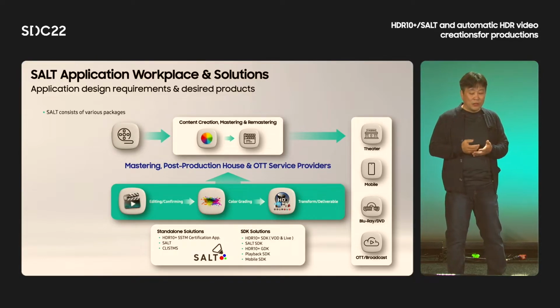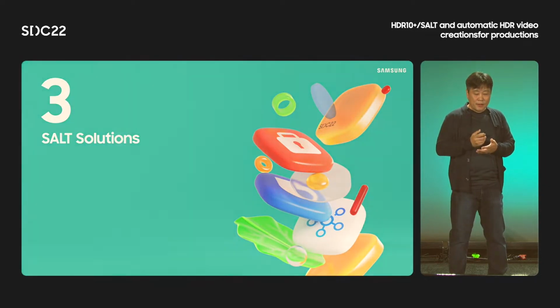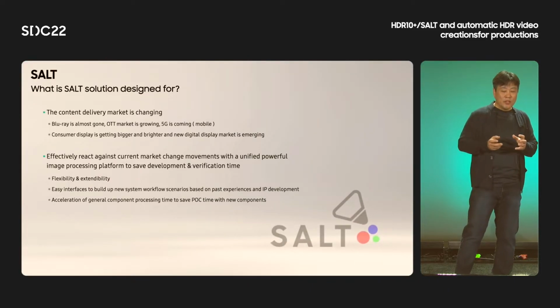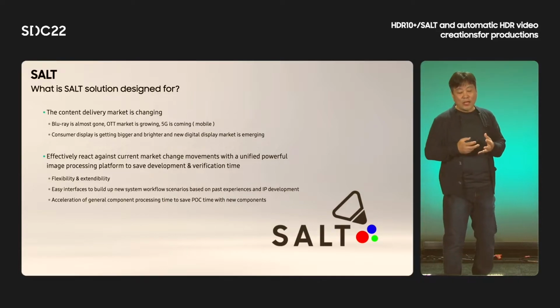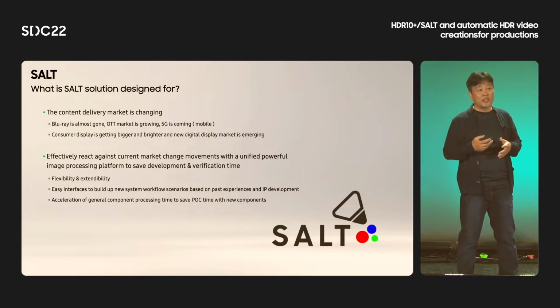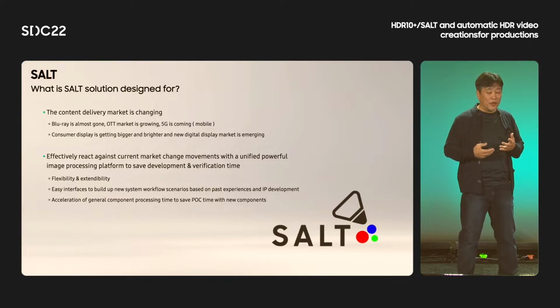But let me go to the next session to explain the details. Okay? What we need to do is that, with those considerations, it should not have limitations. So we need to consider the market situation more. For example, the Blu-ray is nowadays almost gone, right? And the OTT market is growing, and the 5G market is coming up.